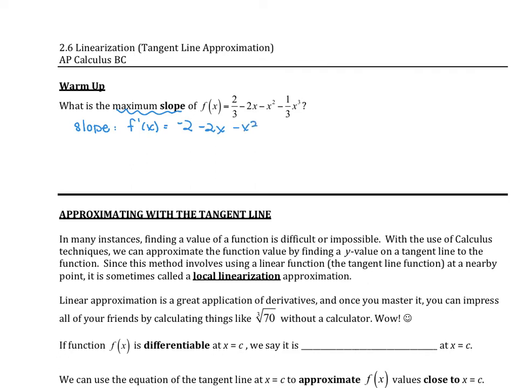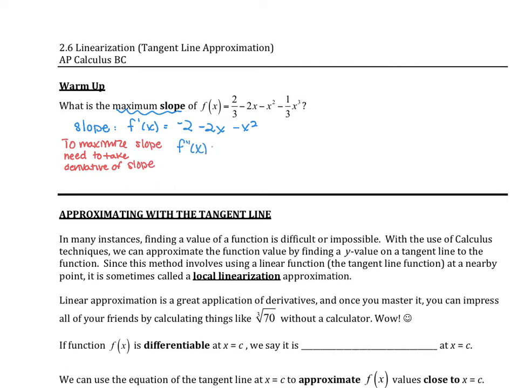Okay? So that's the first derivative. This is the slope. This is what we're maximizing. Now here's the tricky part. If I want to maximize this, I still need to take the derivative. So to maximize the slope, I need the critical numbers. I need to take the derivative of the slope. So what that means is I'm actually looking for the second derivative here.